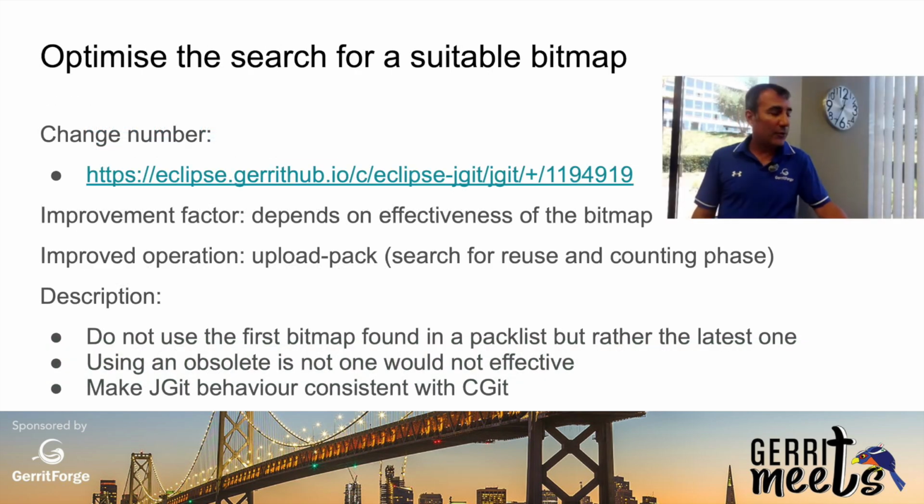Optimize search for a suitable bitmap. This change wanted, first of all, to align the logic in CGit and JGit, because they were misaligned before this change. What we are doing here is trying not to use the first bitmap that we find in a pack list, but rather the latest one, because the latest one is more likely to come from a recent GC. That means you have fresher data. It means that most probably we have those objects in our bitmap, so we can really be fast there. So that's what this change does. It basically switched the way the list of pack files is scanned.